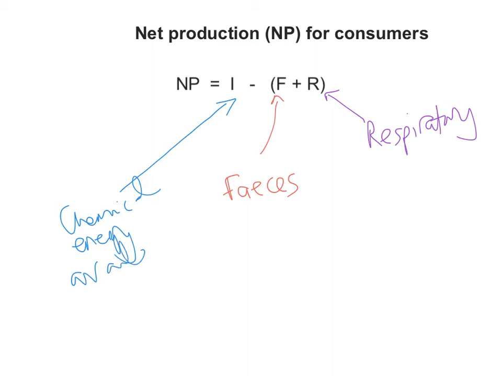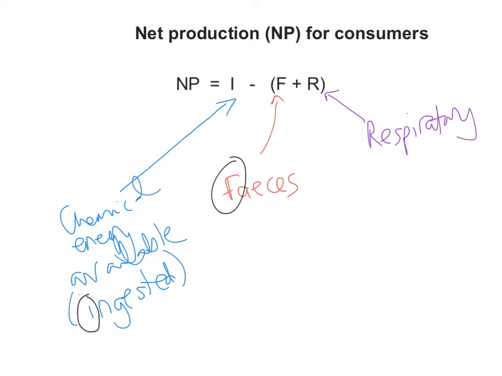Okay, it's I because it's actually the chemical energy that's been ingested by the organism, because obviously we are talking about the consumers here. So hopefully you can see where these random letters have actually come from. The I for ingested, F for losses in feces, R for losses in respiration. So that equation then gives us the net production for the consumers that's able to be passed on to the next level.